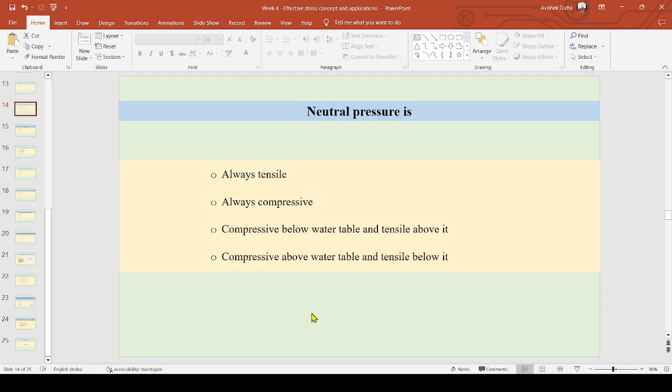This question is demanding the basic nature of neutral pressure or pore pressure. How does neutral pressure or pore pressure behave in general? Neutral pressure is always tensile, always compressive, compressive below water table and tensile above it, compressive above water table and tensile below it. Next question.